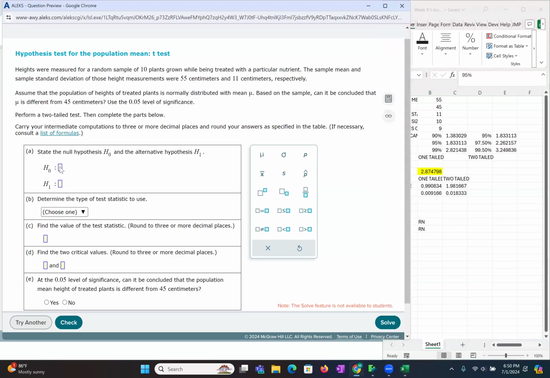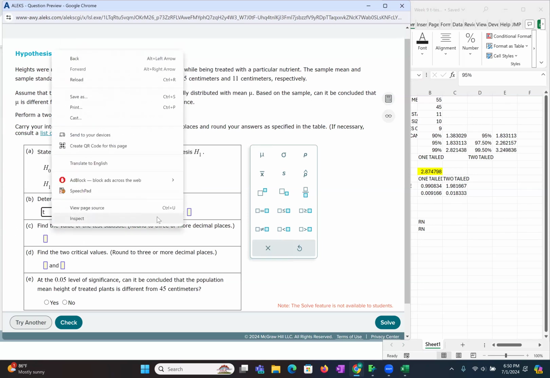So in this case, mu is equal to, what's our number? $45. And the opposite would be mu is not equal to 45. So what is a test statistic?